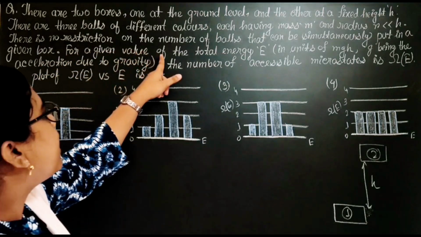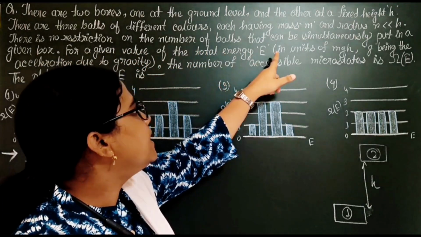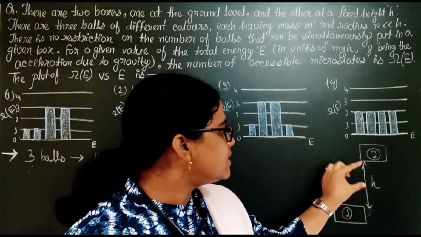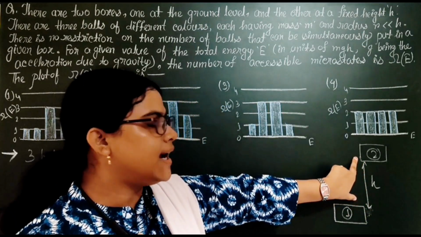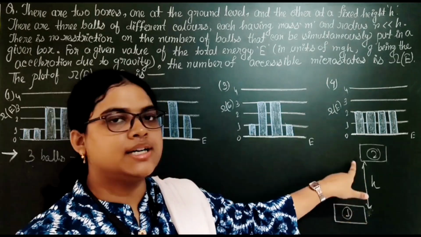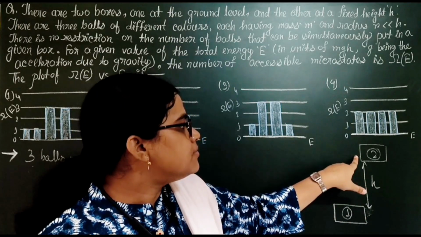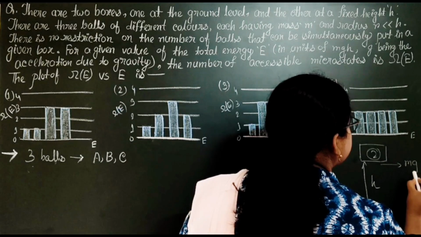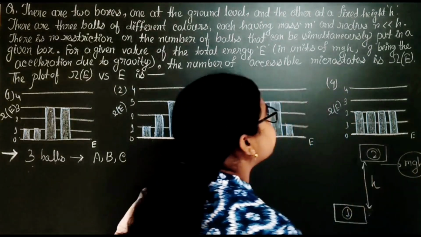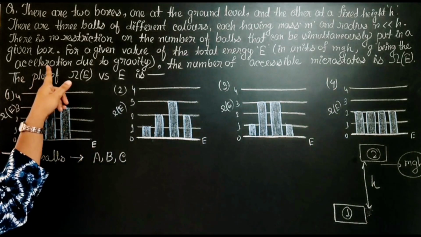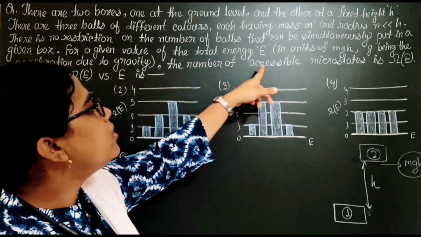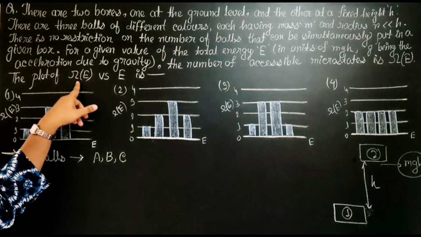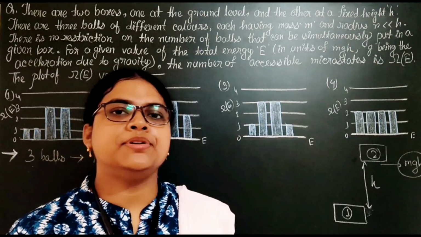For a given value of the total energy E in units of mgh. Look, here one box is at h height from the first box. So at this box the energy will be mgh, g being the acceleration due to gravity. The number of accessible microstates is omega E. The plot of omega E versus E we have to calculate.